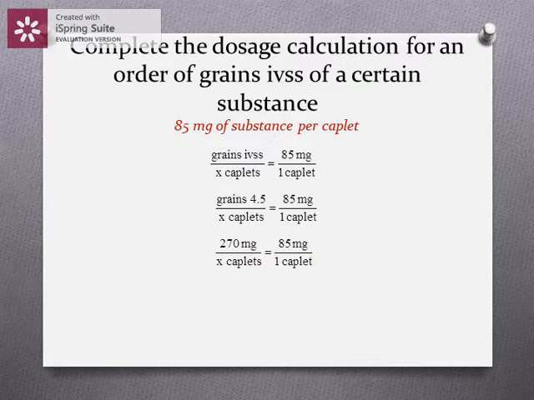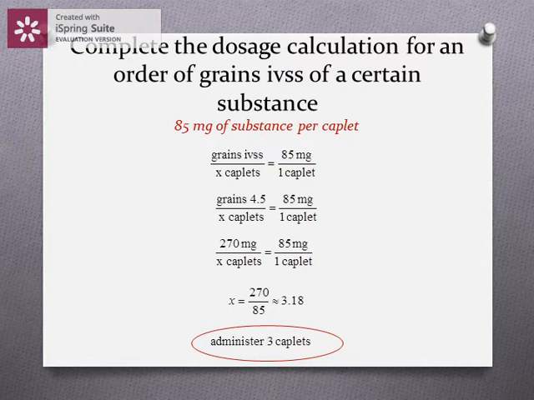And now I have an adequate relationship, milligrams to caplets on the left, milligrams to caplets on the right, and I'm going to go ahead and solve my proportion, and I'll discover that I have approximately 3.18 caplets. Obviously in your workspace you'll need to verify how to deal with 3.18 caplets. We certainly don't want to overdose the patient, but we definitely want to be familiar with what happens in our community. So we'll just say in this case we're rounding down, we're going to administer 3 caplets of this substance to a patient when the doctor has ordered grains IVSS of this certain substance.